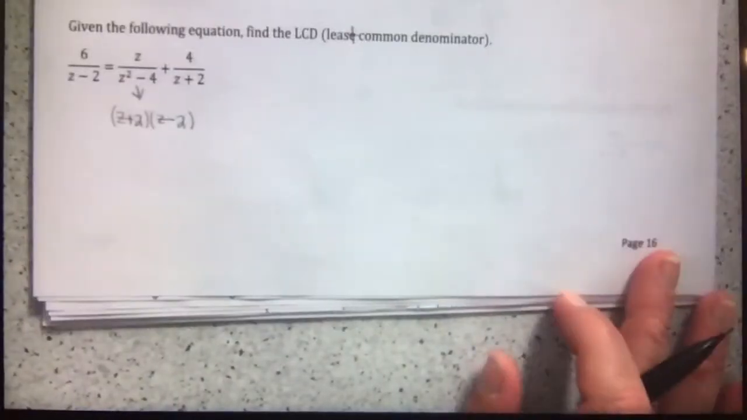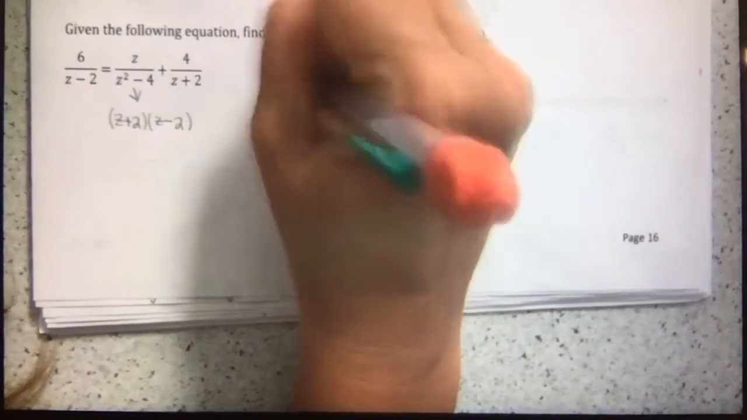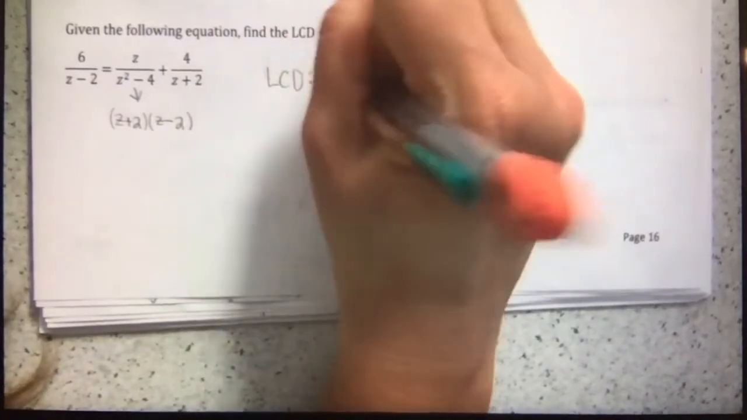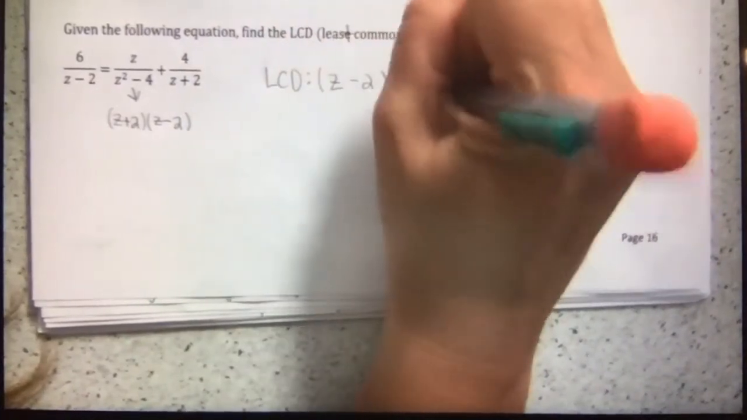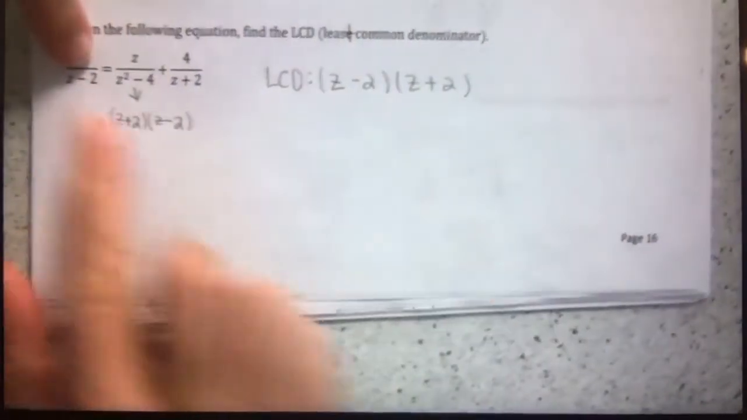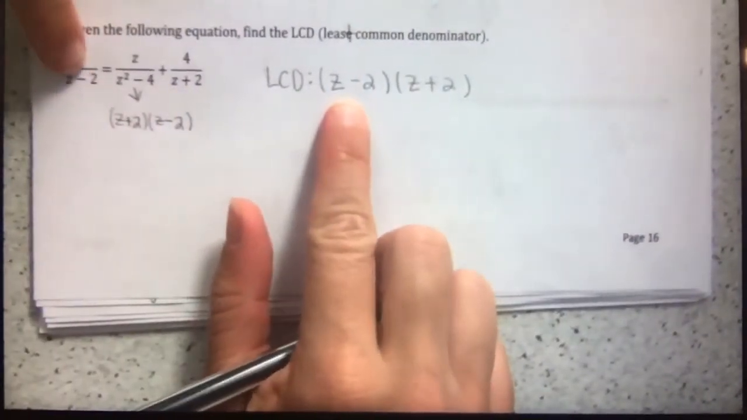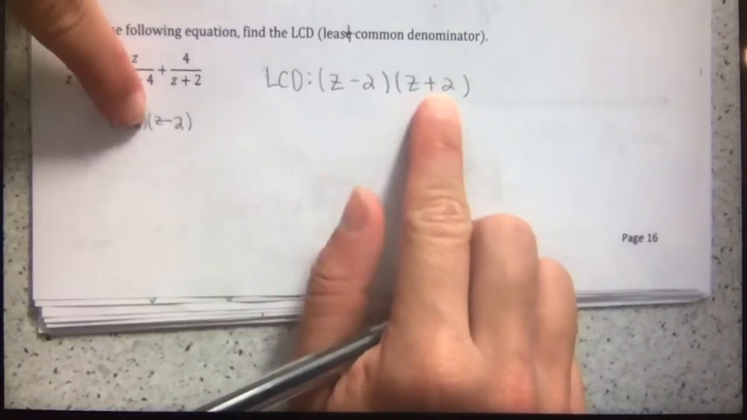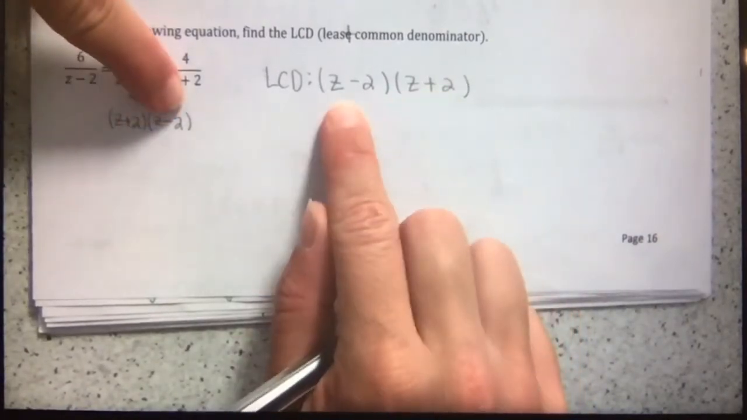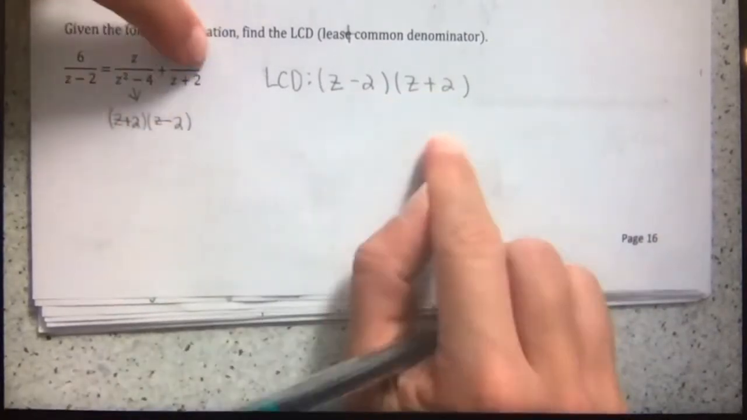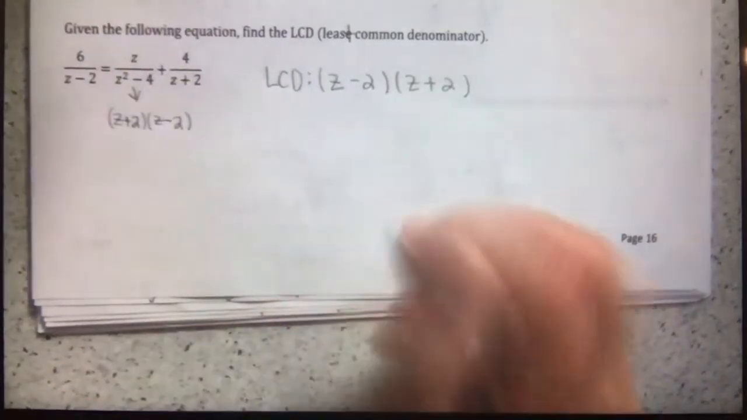Of course, they give you z's and 2's together. All right, so our LCD is z minus 2 times z plus 2. So looking at the left-hand side, going from left to right, z minus 2 has to be in there. Z plus 2 has to be in there. Z minus 2 is already there, so I don't need to write it again. Z plus 2 is already there, so I don't need to write it again. Boom. That's it.